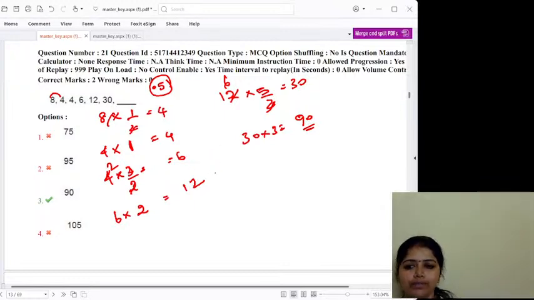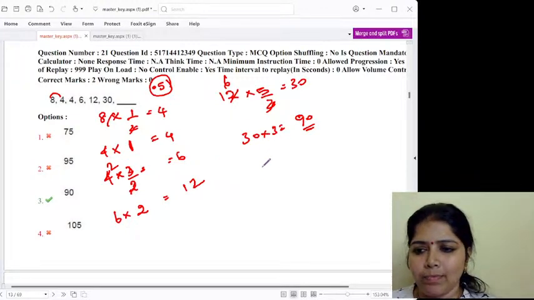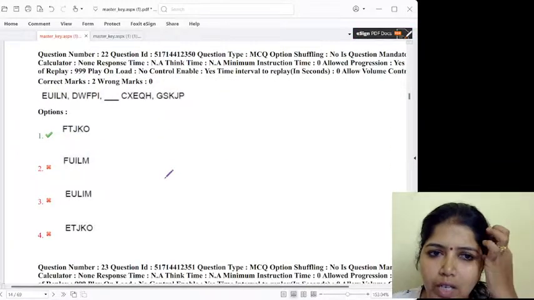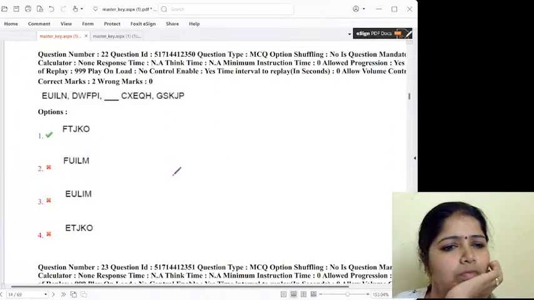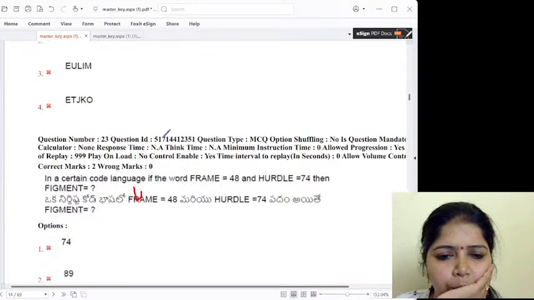This also. Yes, clear? No problem. And with this one also there is no problem. This is the easy way to do it, right? No problem with this.